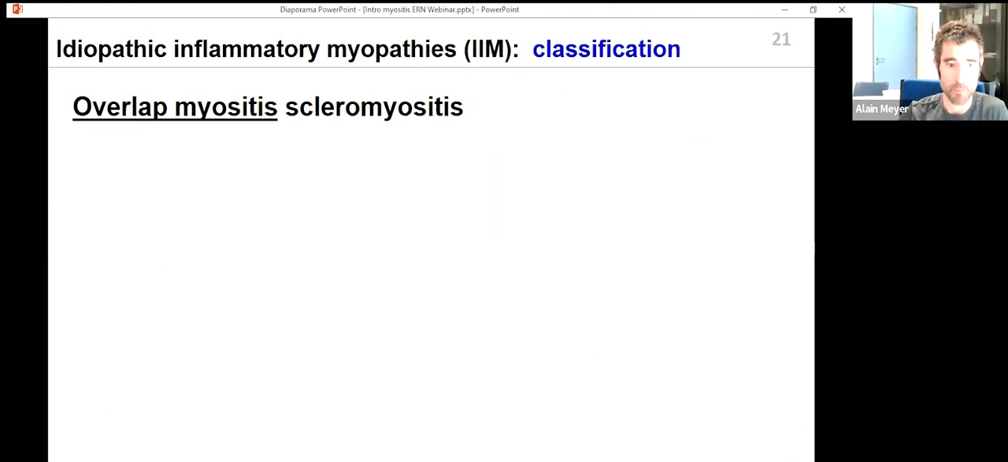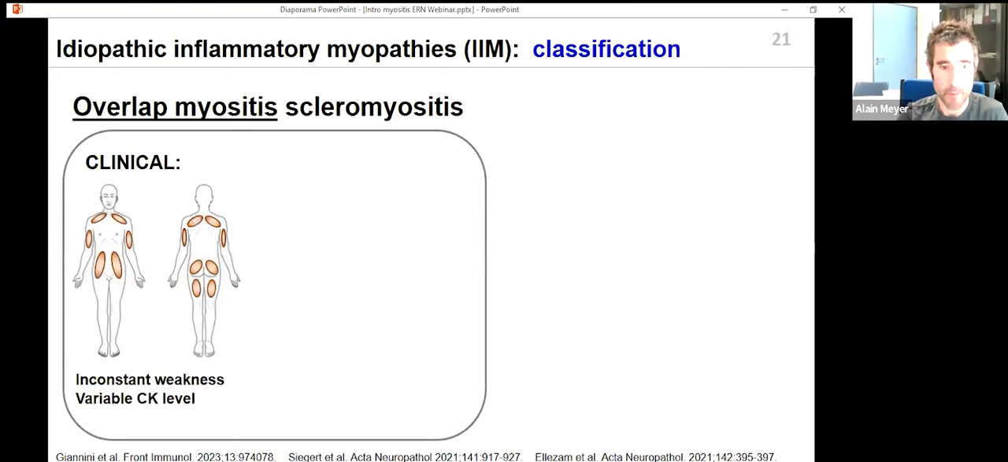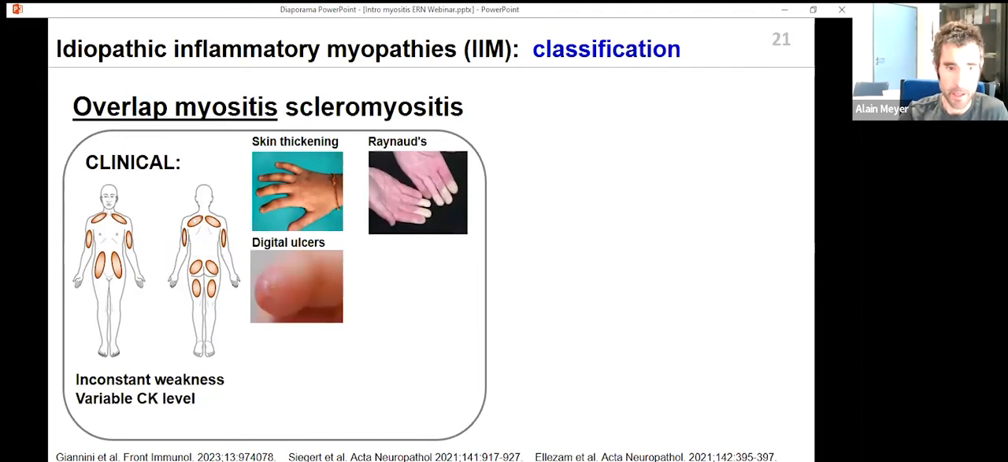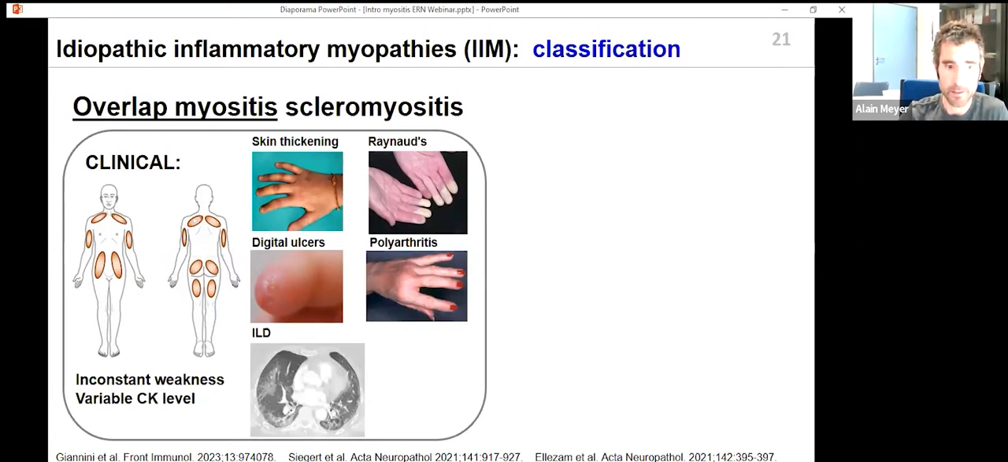And the last portrait is that of scleromyositis. In this subgroup, the myopathy prevails in the proximal muscles of the upper and lower limbs, yet the strength can be normal and the CK level is highly variable. This subgroup is characterized by the richest extramuscular involvements, including skin thickening, Raynaud's phenomenon, digital tip ulcers, polyarthritis, interstitial lung disease, and cardiac involvement.